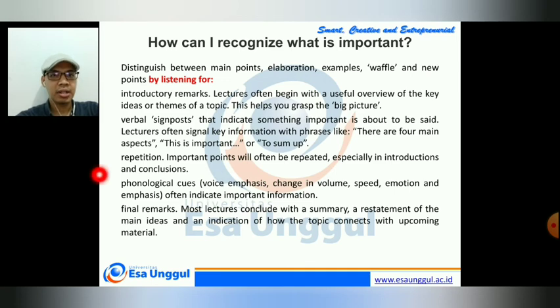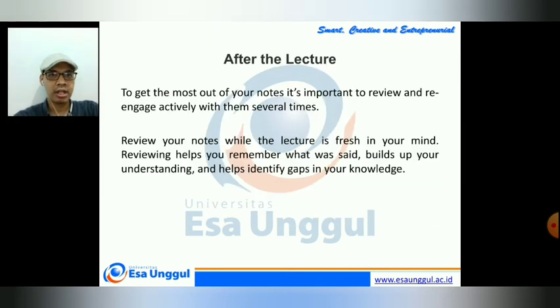How can I recognize what is important? Maybe this is the biggest question: how to recognize whether it's important or not. You may see it from the introductory remarks, from verbal signposts, from repetition, from phonological cues like voice emphasis, change in volume, speed, emotion, emphasis, and final remarks. Because most lectures conclude with a summary, a restatement of the main idea, and an indication of how the topic connects with upcoming material.